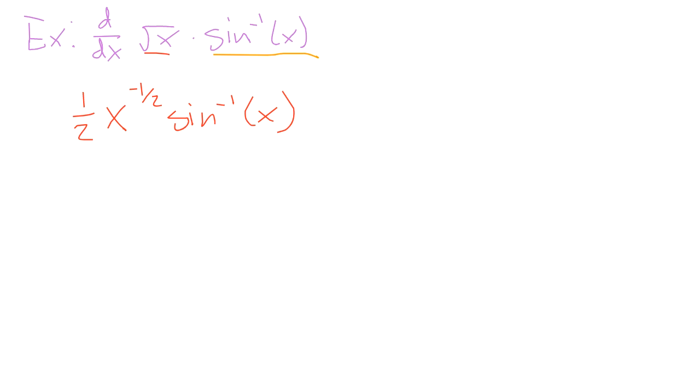Now if we derive our inverse sine of x, this is just our plain function. We can just plug it in to where we get one over the square root of 1 minus x squared times our square root of x, which we can just plop on top. And this is going to be our final answer.